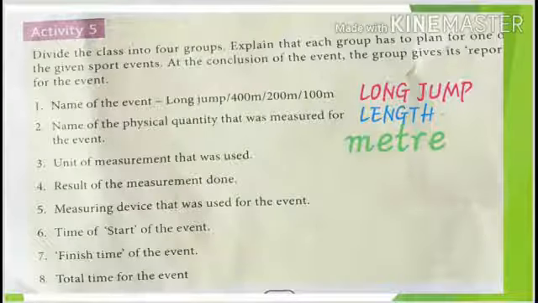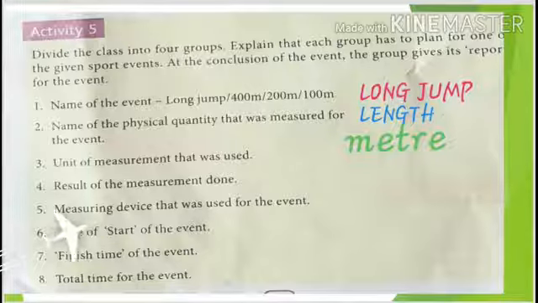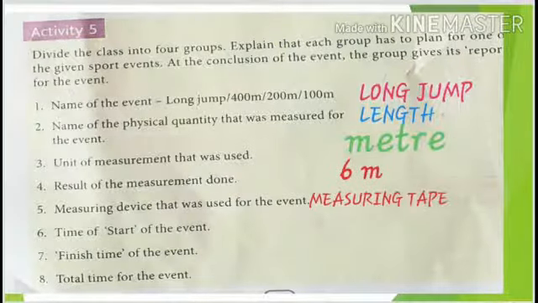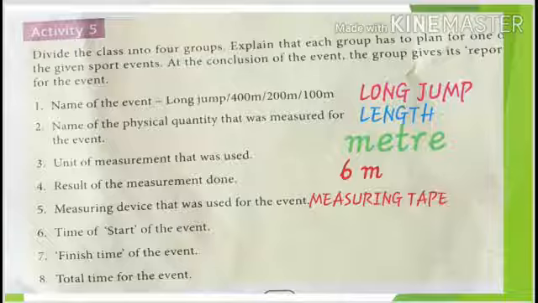Next is the unit of measurement that was used, and that is meter. Length, the SI unit of length is meter, so we will measure the jump jumped by the student in meters. Next is the result of the measurement done, that is 6 meter. Suppose a student jumped over 6 meter long, so 6 meter is the result of our sports event. Next one is the measuring device that was used for the event, and that is measuring tape.